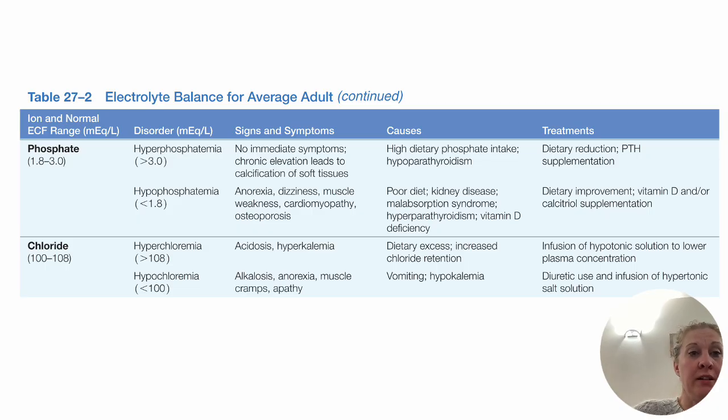And then chloride, you need plasma concentrations between 100 and 108 milliequivalents would be the normal range. It's the most abundant anion or negatively charged ion in the extracellular fluid. Intracellular concentrations are usually really low, less than or around 3 milliequivalents per liter.